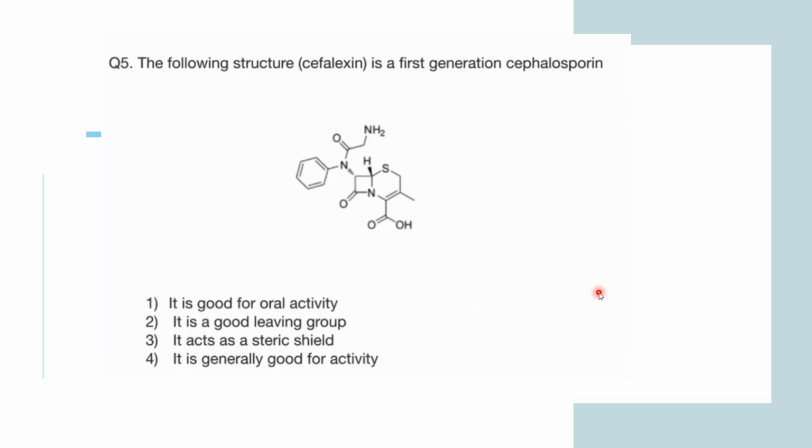Now coming to the next question. The following structure, cephalexin, is a first generation cephalosporin. You have to answer whether it is good for oral activity, it is a good leaving group, it acts as a steric shield, it is generally good for activity. So this is the structure of cephalexin, which is a first generation cephalosporin. You have to answer which of the following characteristics resembles this structure.